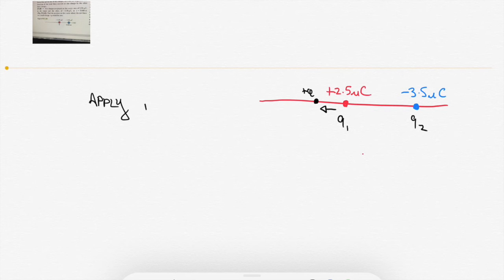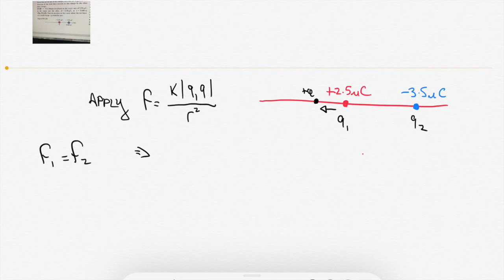So what we're going to do is apply the fact that, from Coulomb's law, F is equal to k times the magnitude of Q1 times Q, divided by R squared, where R is the distance between them. So we're going to apply this to both Q1 and Q2 and take account of the fact that they're equal. So F1 is equal to F2, where the net force is 0, and they're balanced.